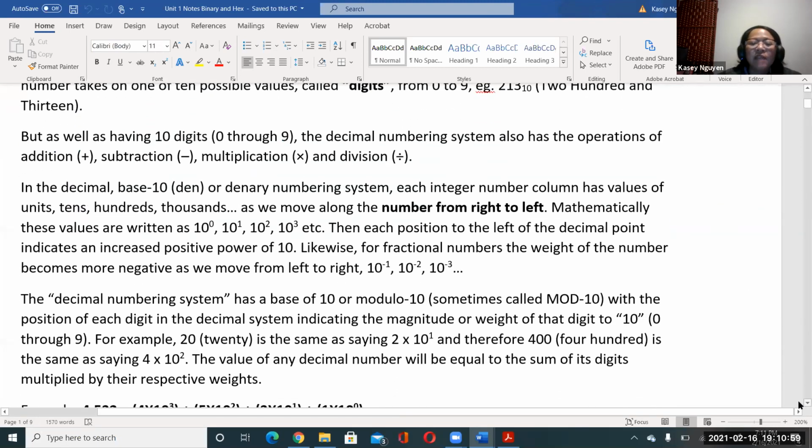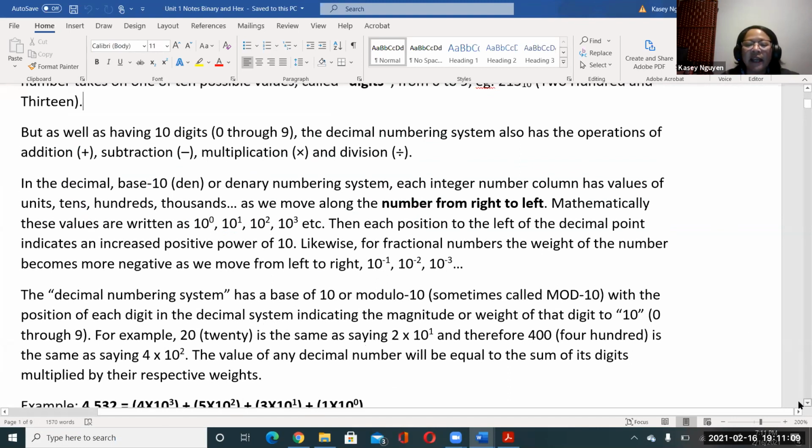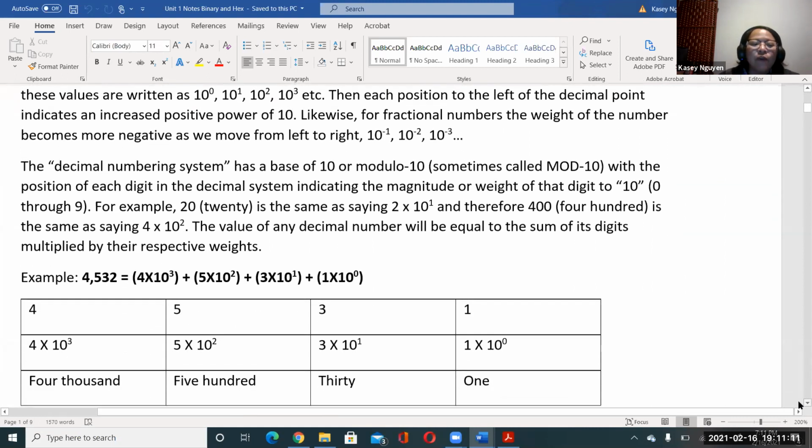And even in the decimal system, we go from right to left, because when you're looking at the digits, like if I'm saying 4,532, the single digits start here. I'm sorry, this should be 2. I don't know why I typed in 1 there.